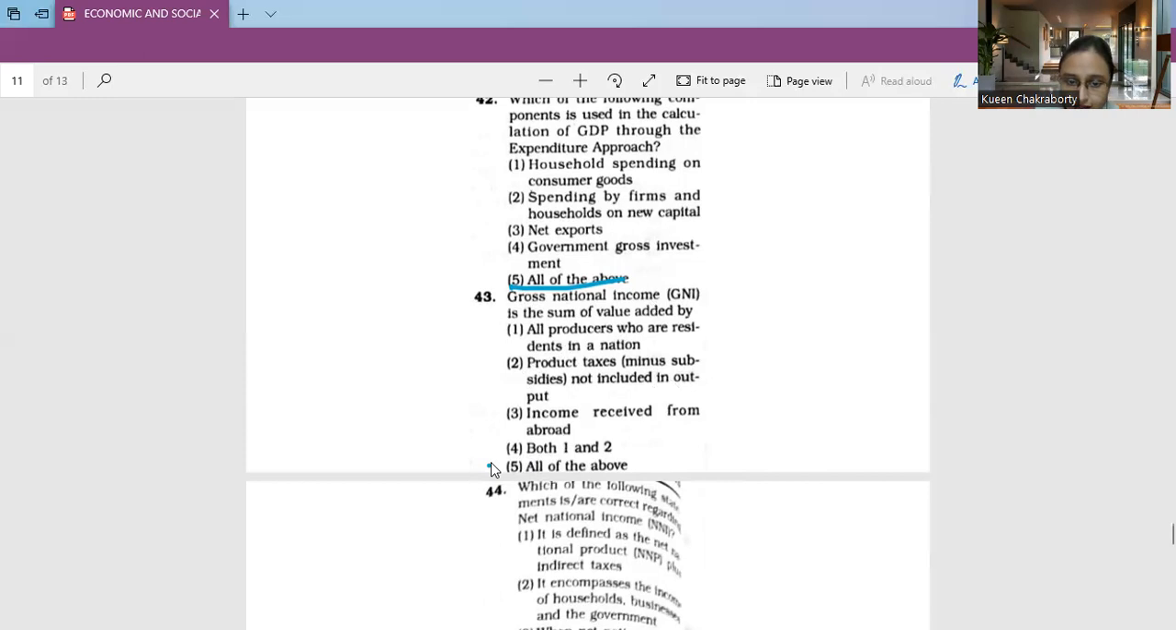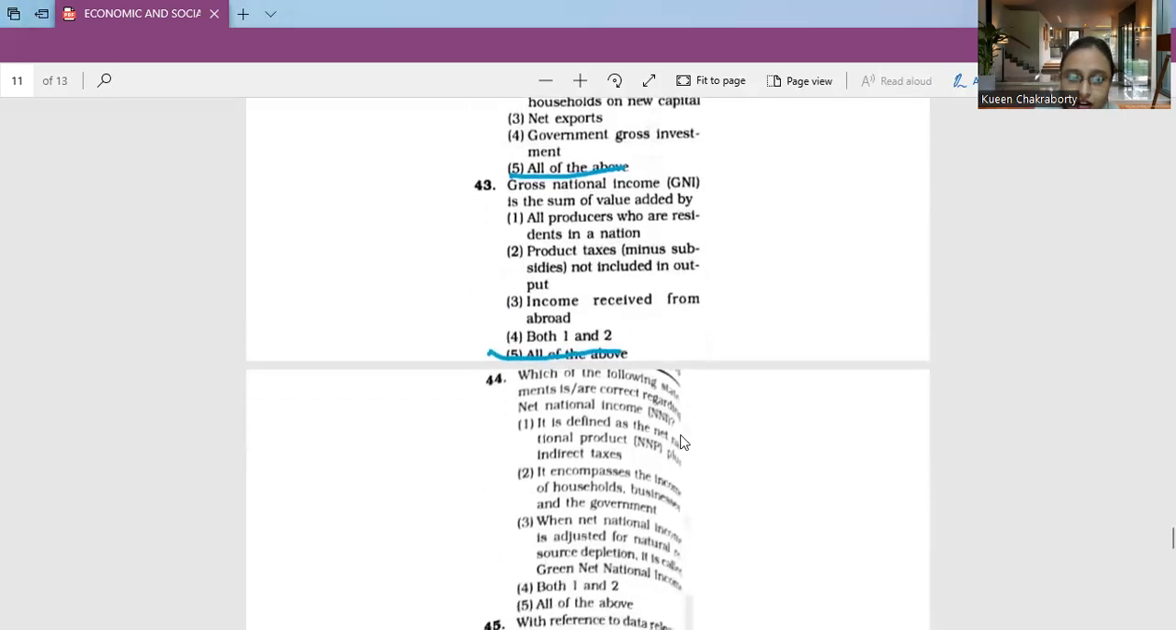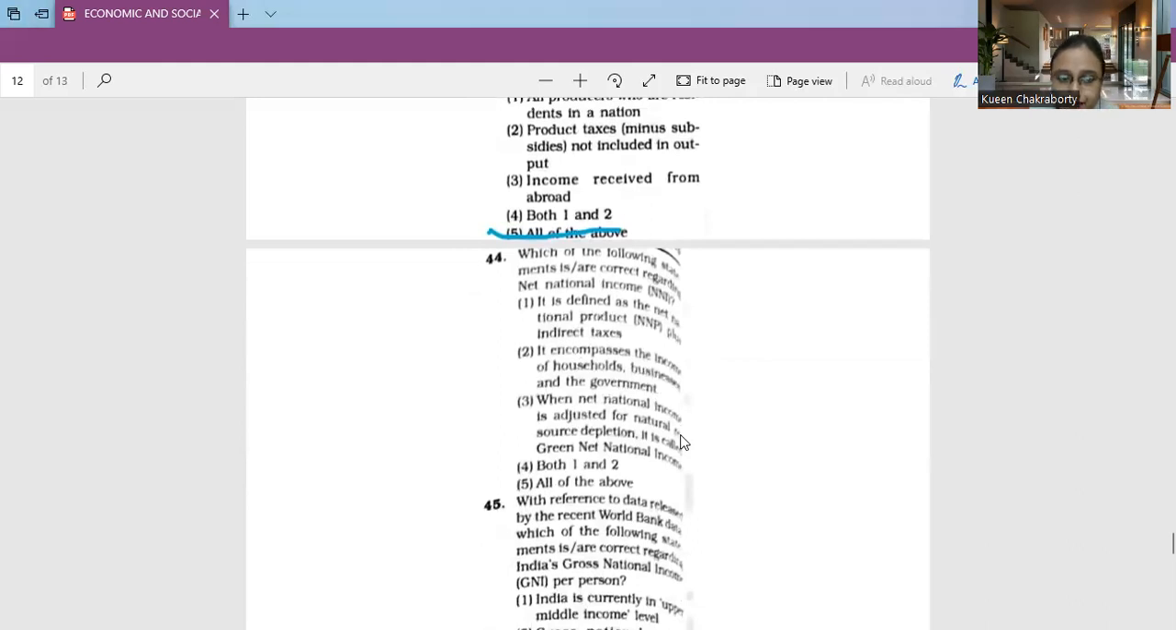Let me mark option number 5 as the correct answer. Next, moving on to question number 44. Which of the following statements is or are correct regarding net national income? That is the NNI. It is defined as the net national product, NNP, plus indirect tax.